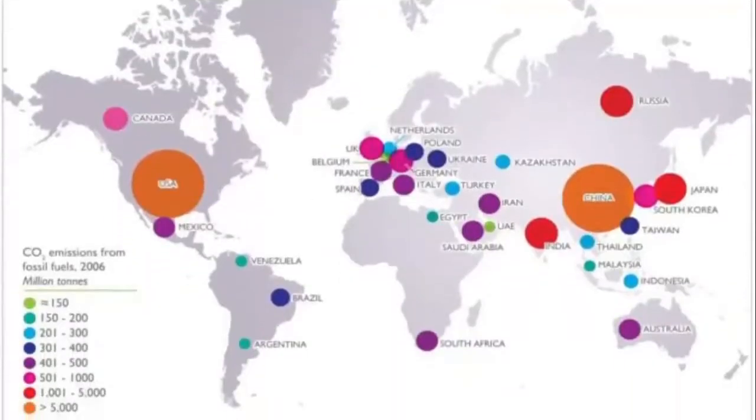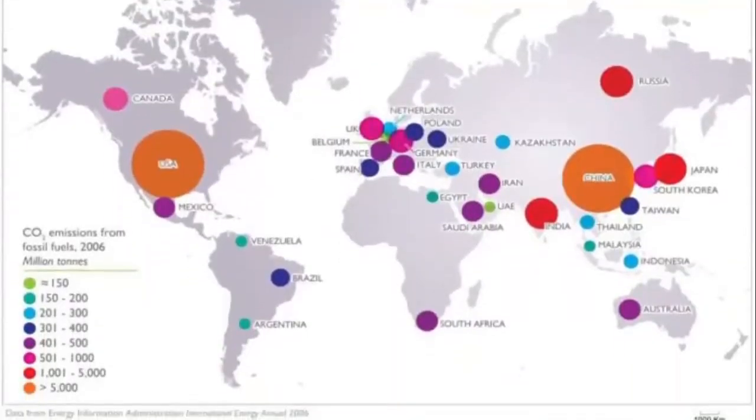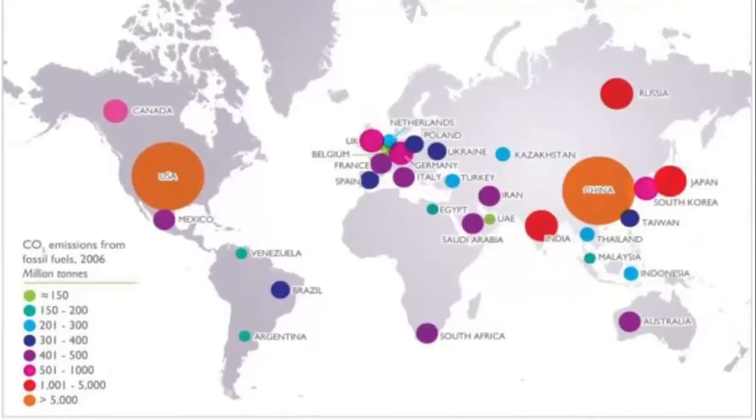So about the carbon emission globally, here I'm showing the carbon dioxide emission from different countries. Okay, this is a little bit older data. That's 2006. I think China surpassed the USA in terms of carbon dioxide emission in the year 2015.